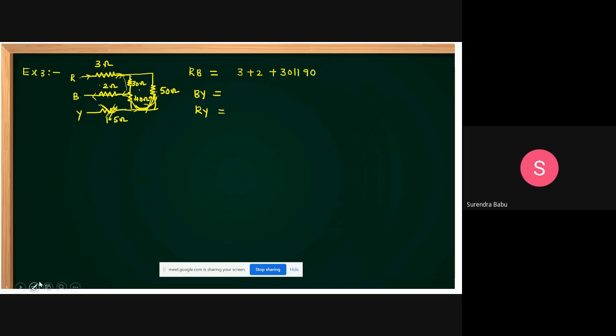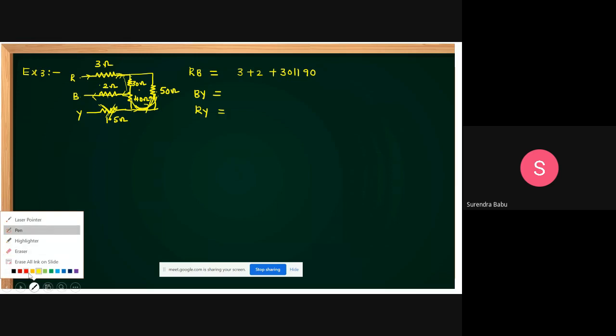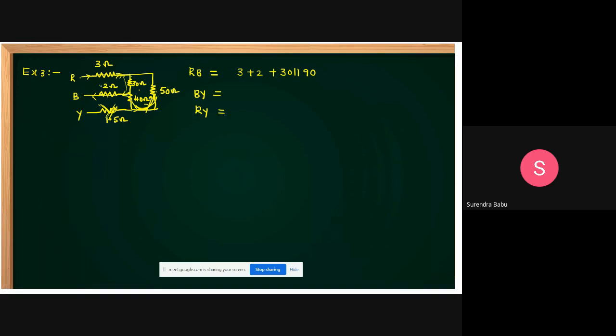I want to calculate RB only. RB means current through this terminal only. These two are in series because the same current flows: 3 plus 2, 5. The 30 ohms and 90 ohms are in parallel. You simplify this, and you get 27.5. Is it correct? 27.5.